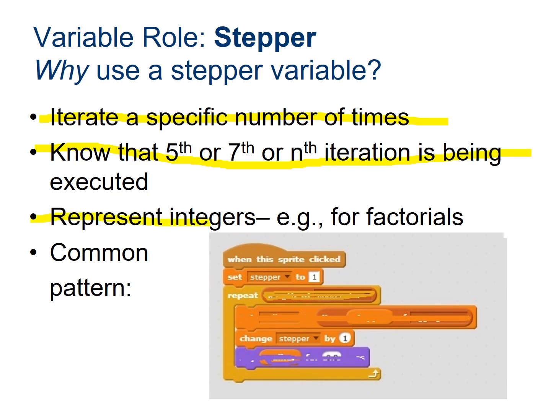Steppers are always used for integers. We could use it, let's say, also if we wanted to calculate a factorial. Factorial would, if I wanted to multiply 5 times 4 times 3 times 2 times 1, that's what a factorial is. So the common pattern looks like this.